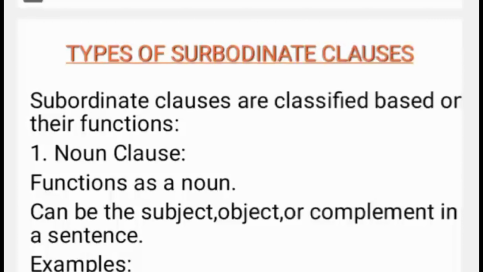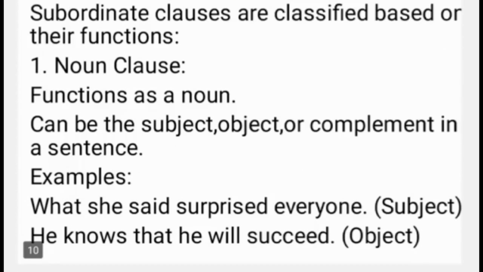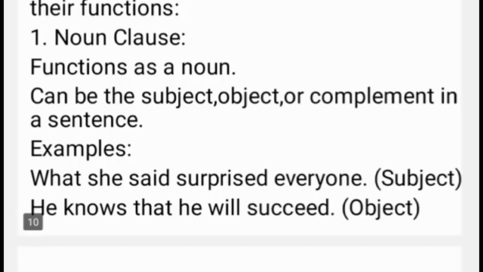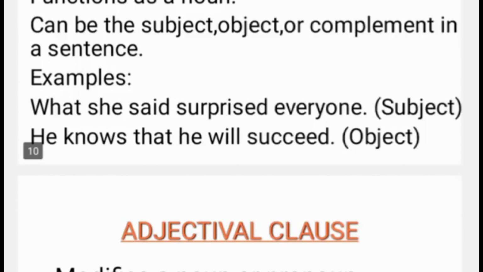Number one type of subordinate clause is a noun clause. A noun clause functions as a noun. It can be the subject, object, or complement in a sentence: a performer of an action, a receiver of an action, or what describes the subject. Example: What she said surprised everyone. "What she said" is the subject. Here, "she" is the performer of the action.